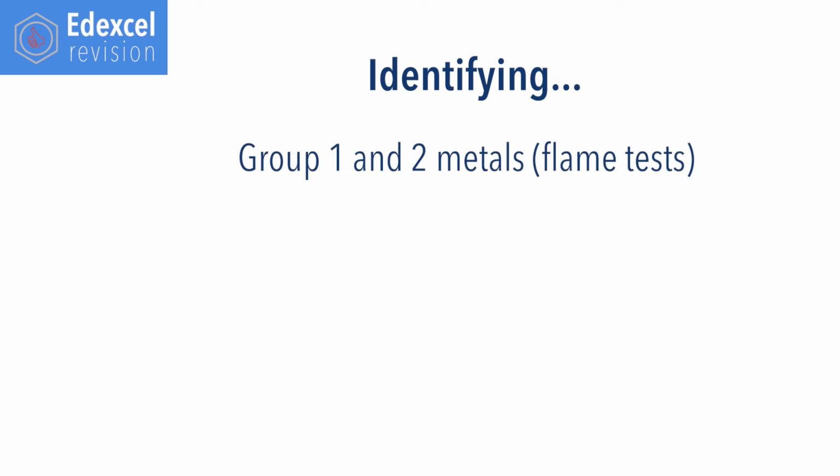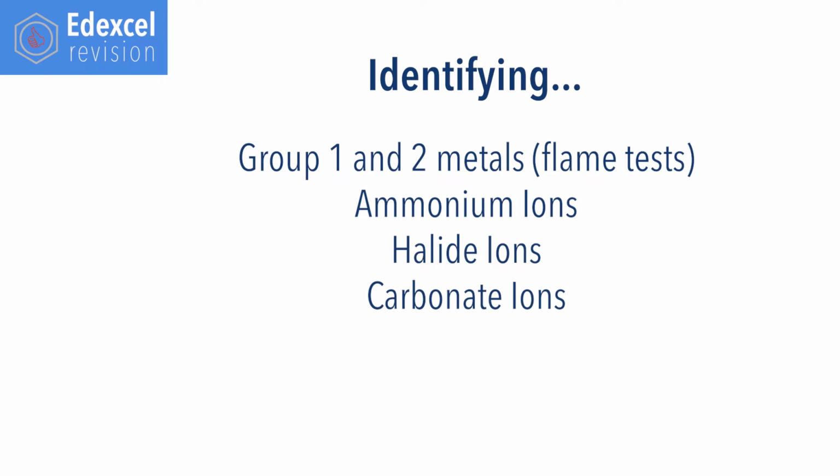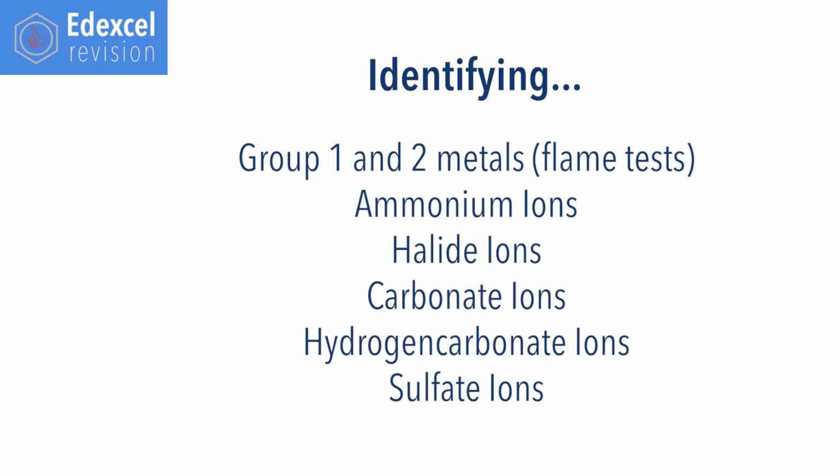Hello! In this video, we're going to look at the tests and color changes you need to know for identifying group 1 and 2 metals in compounds using flame tests, ammonium ions, halide ions, carbonate ions, hydrogencarbonate ions, and sulfate ions, as required for Edexcel A-level chemistry.